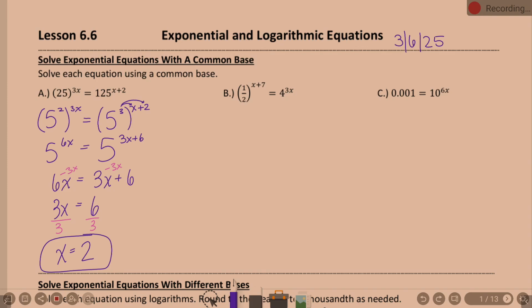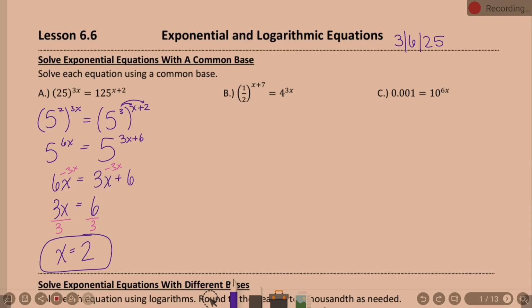Anytime we're working with exponential equations, my suggestion is always to ask, can you get a common base? Because if you can get a common base, that's not too difficult algebra. We've seen a lot harder stuff. That's my suggestion there. Questions there? Okay, let's try B.